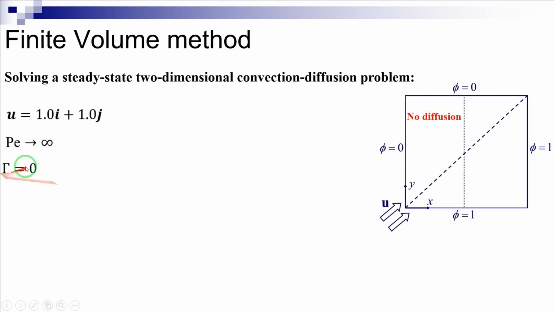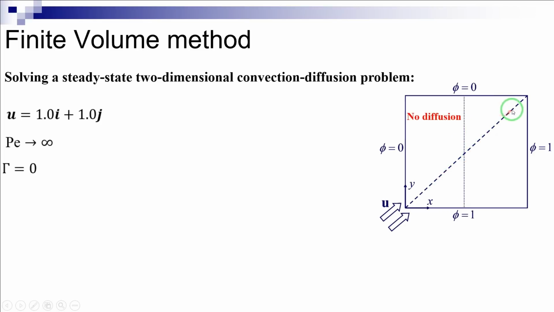Gamma equals 0. In the absence of the diffusion process, over the upper part of the square above the diameter, phi will be equal to 0 everywhere, while over the lower part of the square below the diameter, phi will be equal to 1 everywhere. In the presence of diffusion, a diffusion-like layer will be created around the diameter where the values of phi will be between 0 and 1.